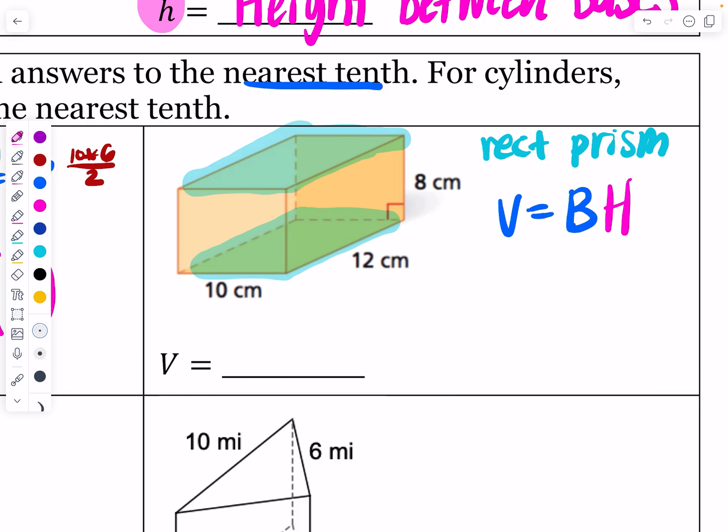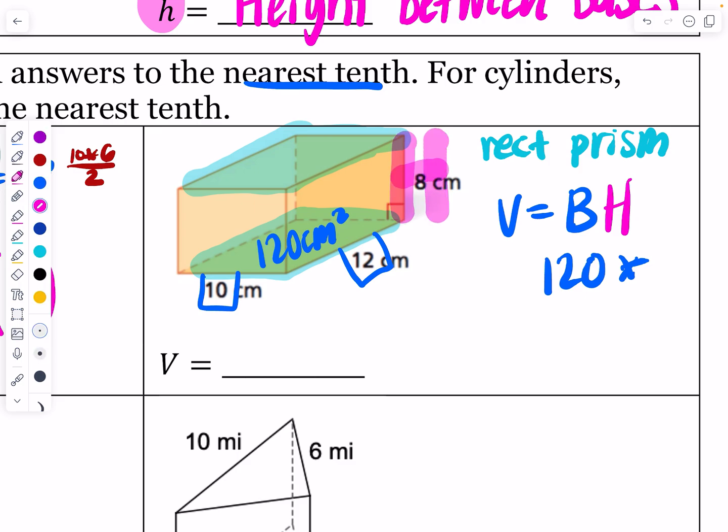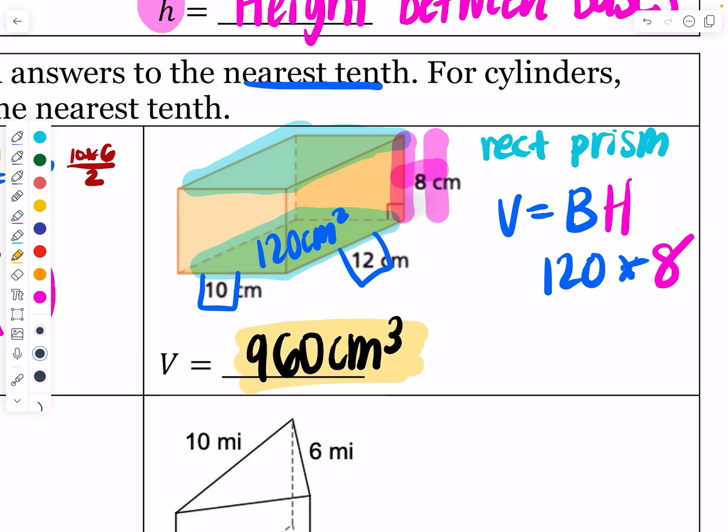And so what is going to be the area of that base? Well, that's going to be a 10 by 12. It's going to give me 120 centimeters squared for my base. What is the height between those two bases? My height between those two bases is going to be 8. So 120 times 8 is going to be my volume. And so when I do 120 times 8, I believe I get 960 centimeters cubed. So that is my volume.